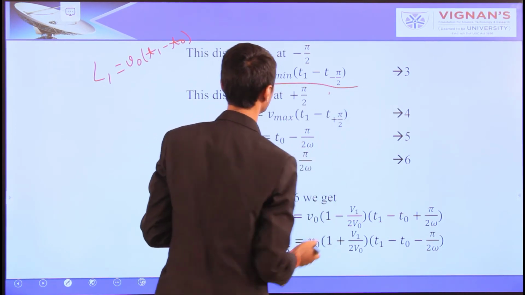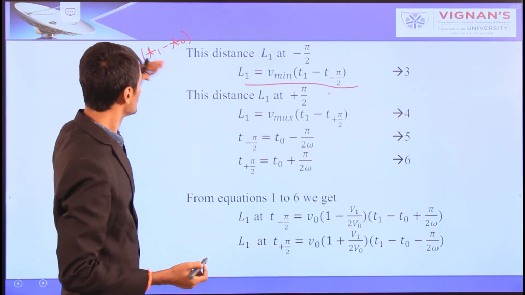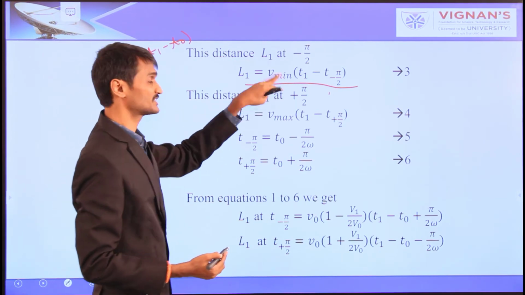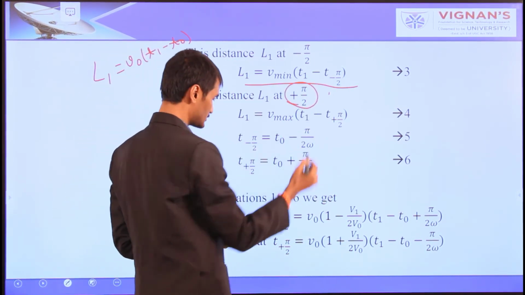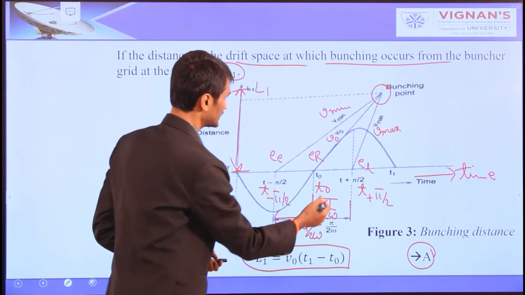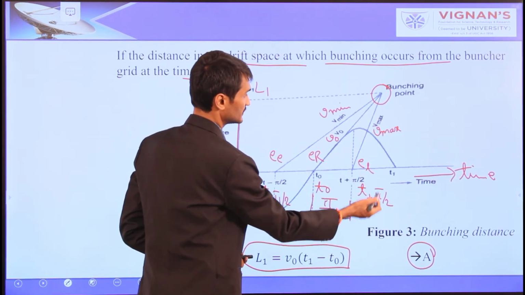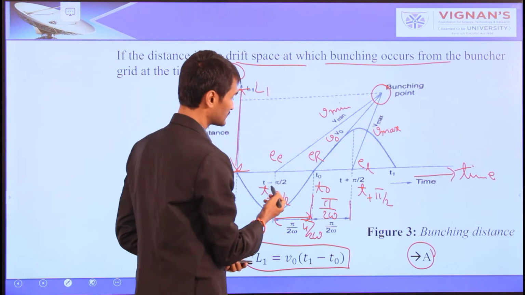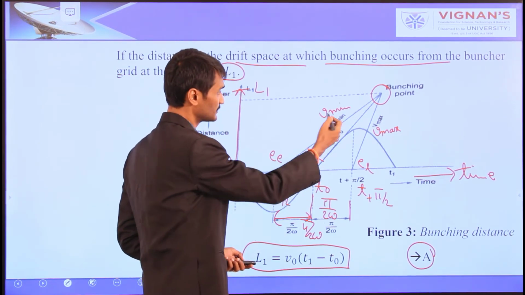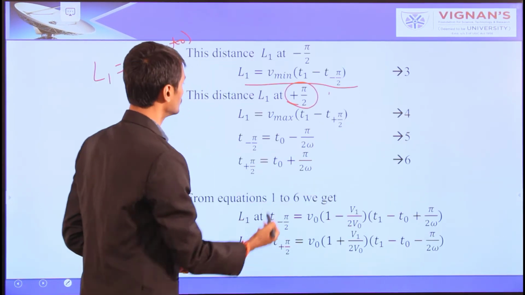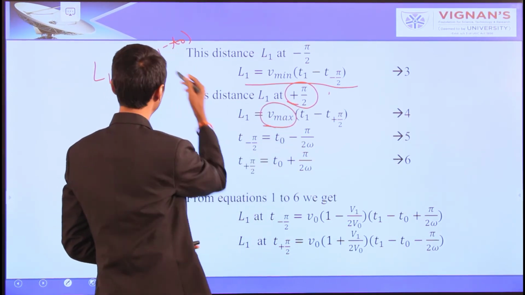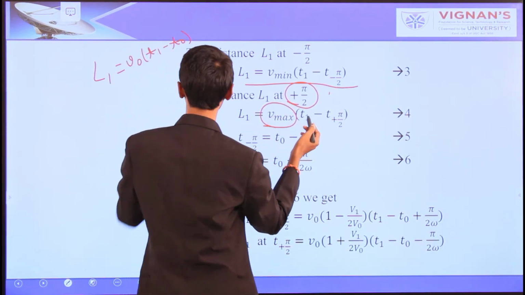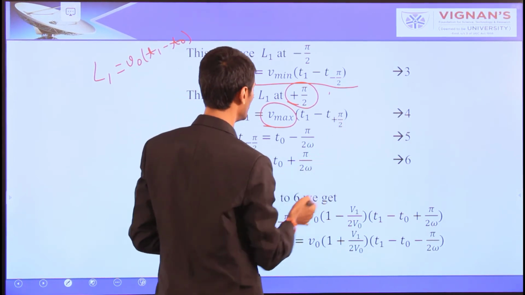This will be considered as equation 3. Similarly, for this distance L1 at plus pi by 2, that is at the maximum, at T at plus pi by 2, V becomes V max. At minus pi by 2, V becomes V minimum. Now at plus pi by 2, V becomes V max, and L1 is equal to V max into (T1 minus T at plus pi by 2).